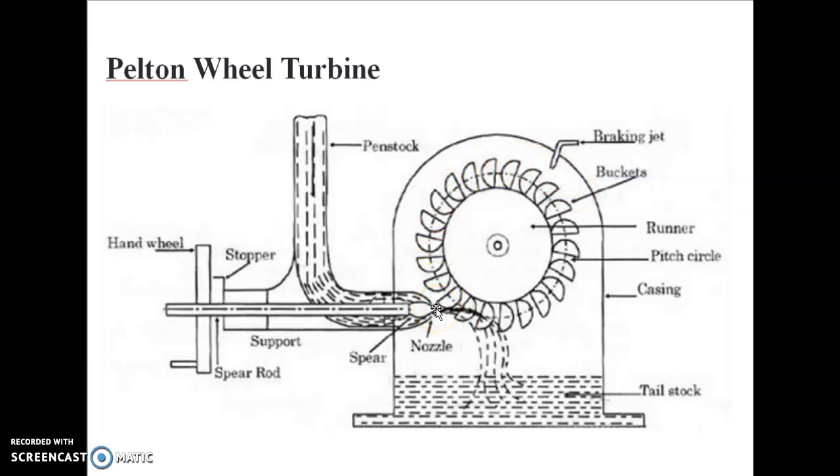This central part is called the runner, and on that runner a number of buckets are mounted. The water jet coming out of that nozzle strikes the buckets and starts rotating the buckets in the forward direction. Ultimately, as these buckets are attached to the runner, that runner also starts rotating. This runner is attached to the shaft, and when the shaft moves, the movement is taken up by the generator attached to it, which produces electricity. So this is the working of the Pelton wheel turbine. In this diagram we can see the various parts. We have to see the meaning and the importance of all these things, so we'll see those one by one.